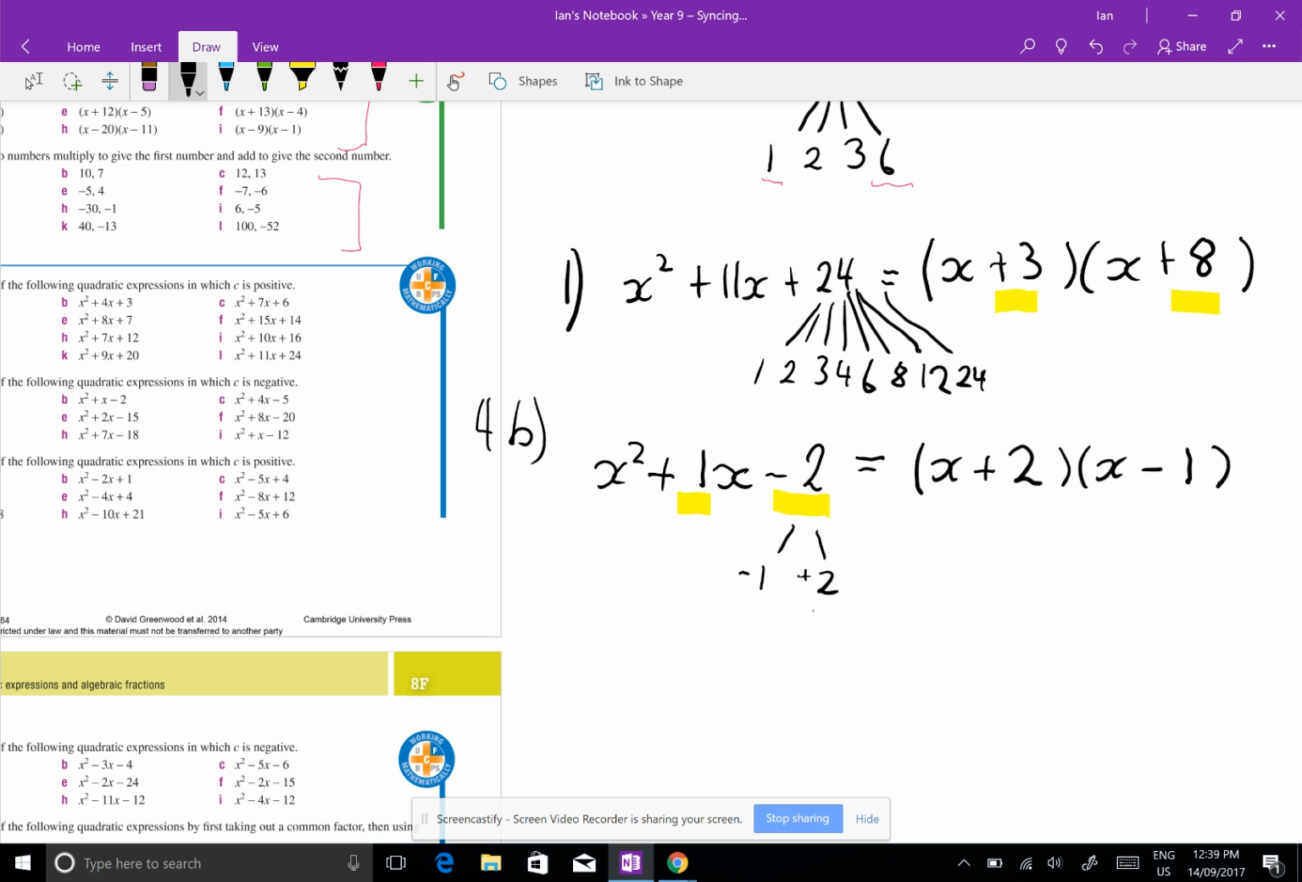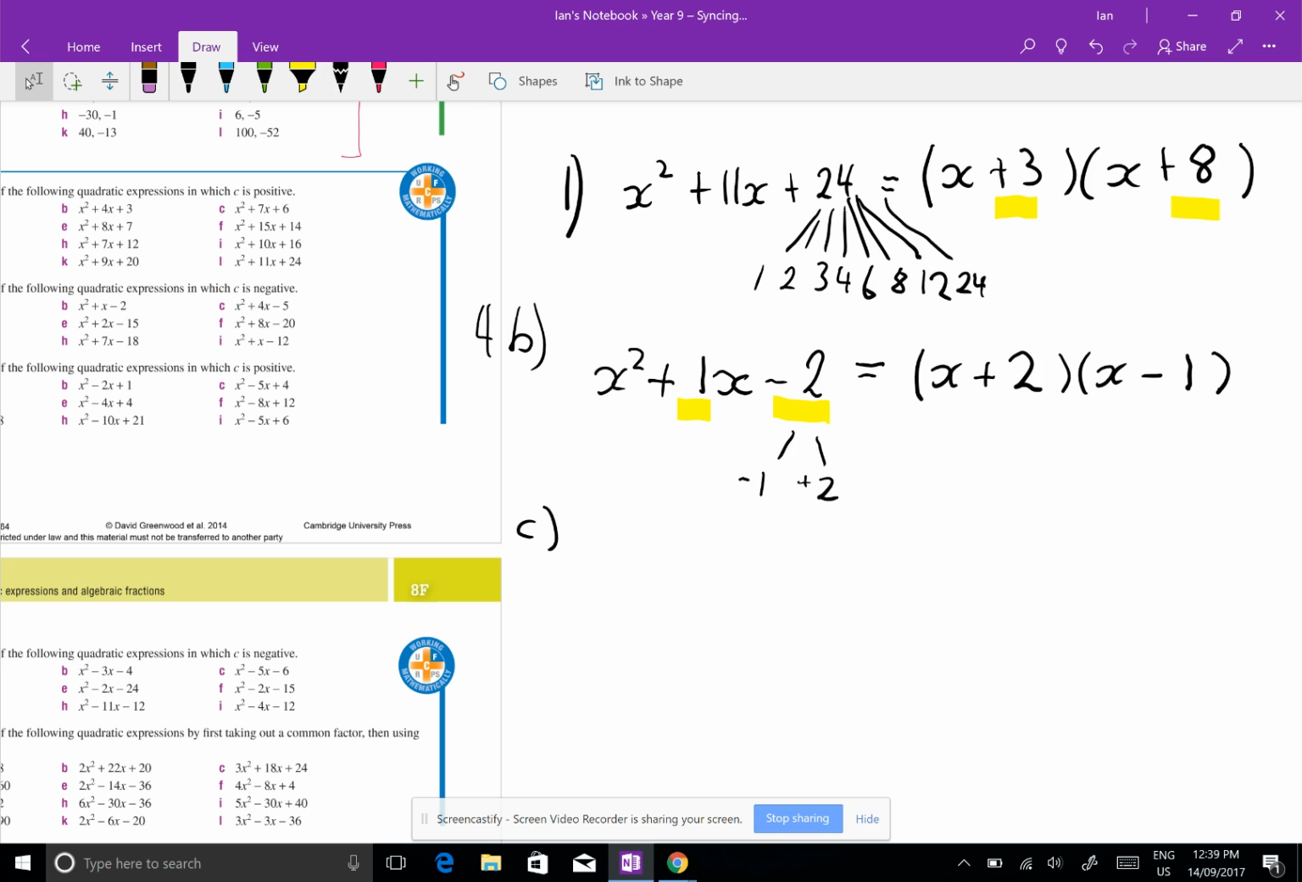Let's have a go at 4c. X squared plus 4x minus 5. Well, again, I know that it's going to be x plus something and x minus something because the product of the two numbers is minus 5.